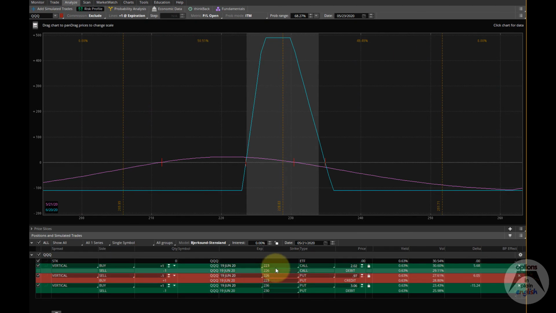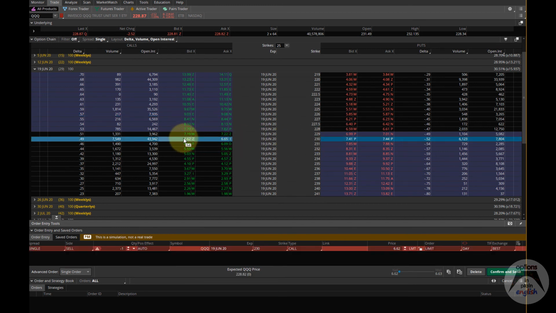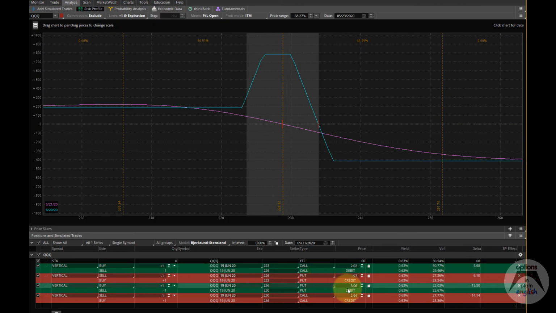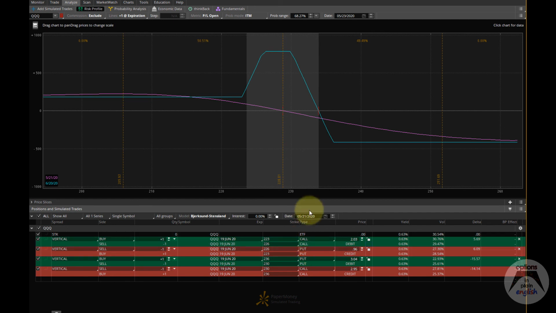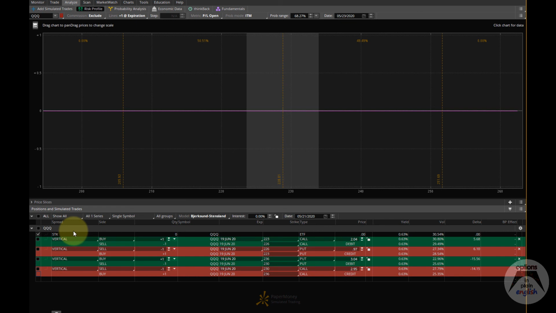Okay, and then I'm going to send it to the Analyze tab, and I'm going to be doing the same thing, but I'm going to be doing this with calls. So I'm going to be selling the 230 call and buying the 236 call. So I'm going to be selling a call spread. Okay. I'm going to open the pricing so that the prices are being taken from the actual market. Okay, so let's quickly analyze these.